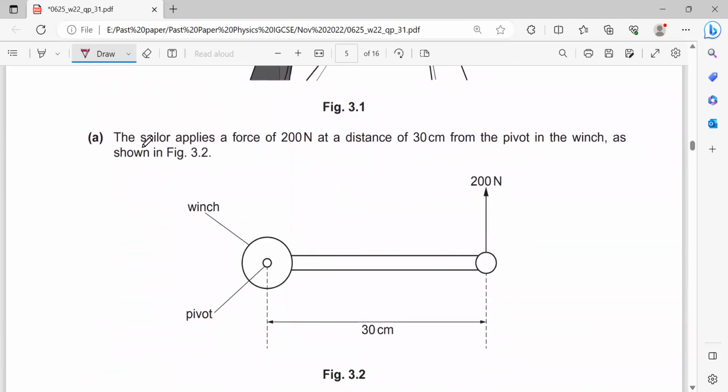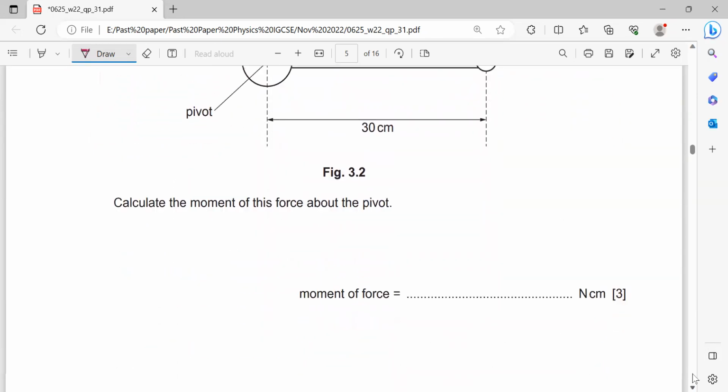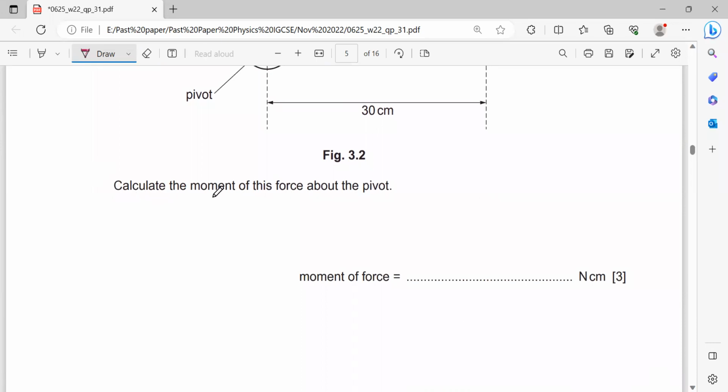The question: the sailor applies a force of 200 newtons at a distance of 30 centimeters from the pivot in the winch, as shown in figure 3.2. Calculate the moment of this force about the pivot. It means we're going to calculate the moment of force.